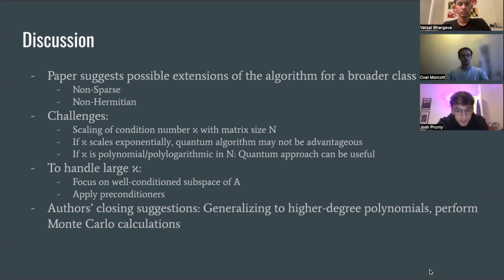Some techniques are discussed to handle large kappa values, and that includes focusing on a well-conditioned subspace of A and applying preconditioners. And finally, the authors close with some discussion of generalizing outputs of this algorithm that might be able to be used to estimate higher degree polynomials. And there's some final discussion about performing quantum Monte Carlo calculations as well.